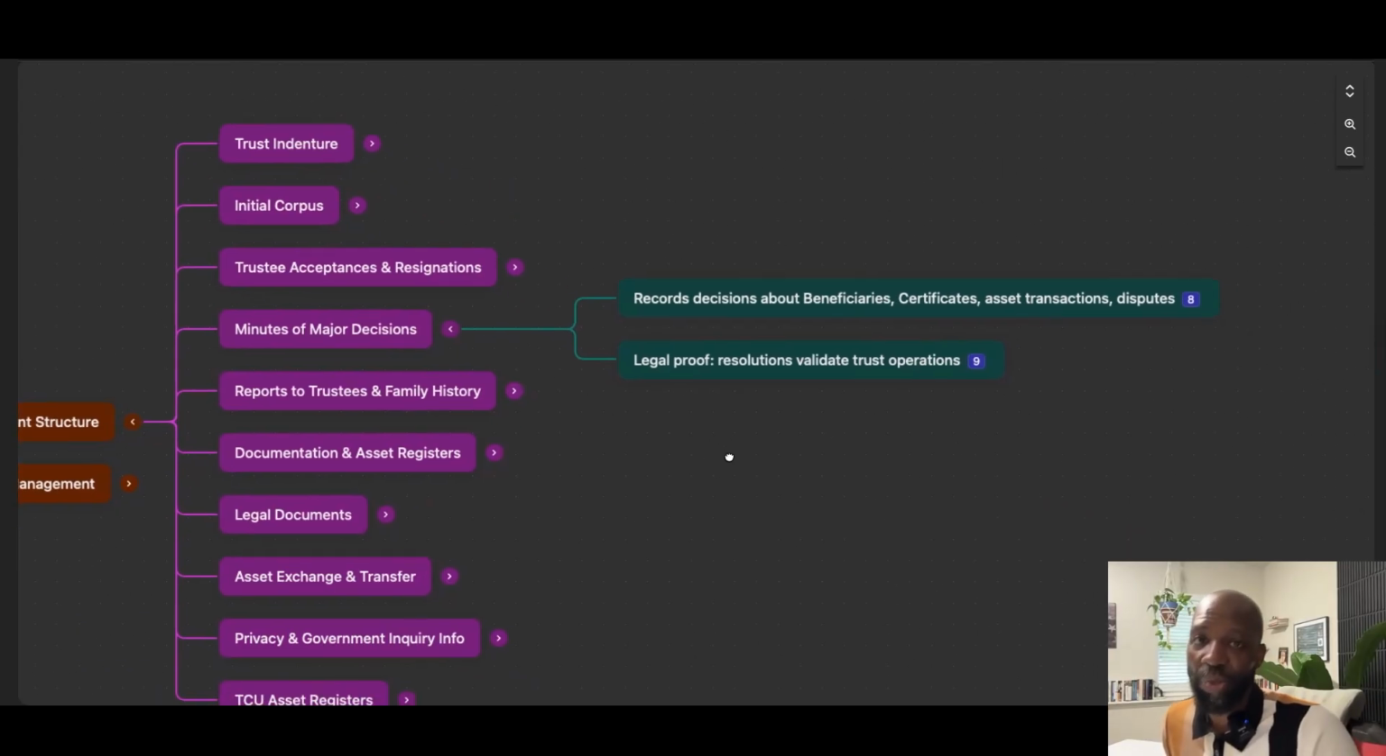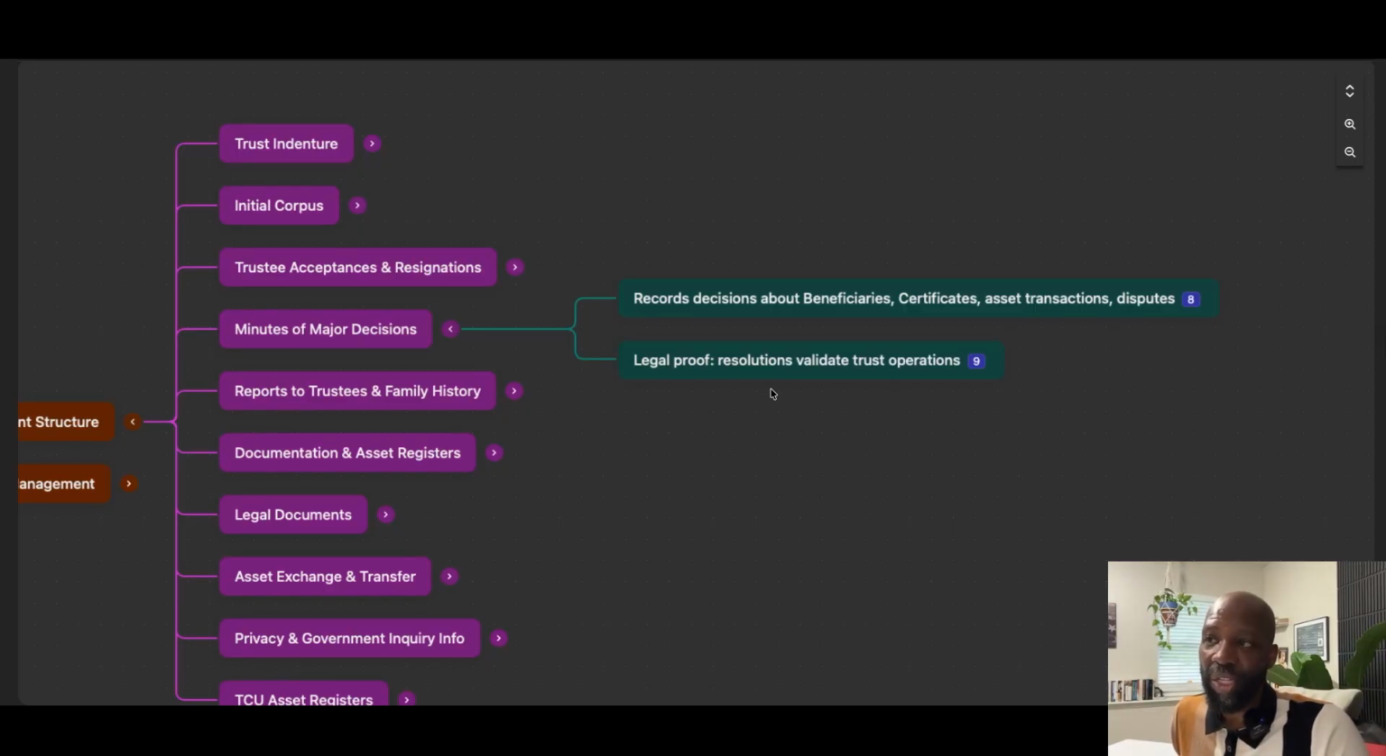Minutes. You already know you can't do nothing without the minutes. You need to be recording everything that's going on in the minutes. All the decisions about the beneficiaries, about the certificates, about asset transactions and disputes. When I say certificates, we're talking about trust capital units, right? And units of beneficial interest. These are similar to stock certificates. They show who has some type of beneficial interest in the res, also known as the trust corpus.